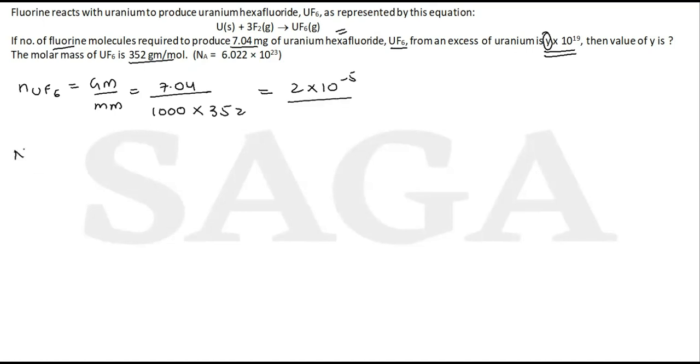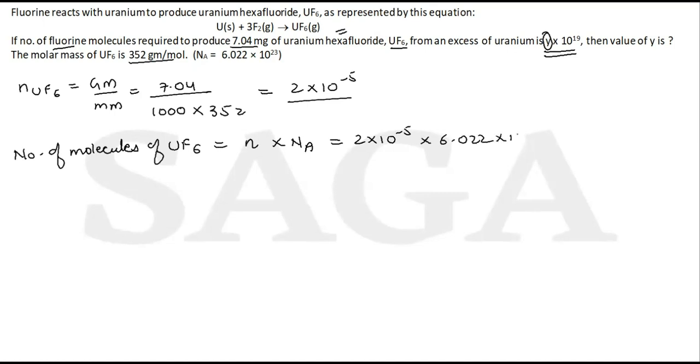Now, if we find the number of molecules of UF6, it will be equal to the number of moles of UF6 into Avogadro number. This will be equal to 2 into 10 raised to the power minus 5 into 6.022 into 10 raised to the power 23. This will be equal to 1.2 into 10 raised to the power 19 molecules. So how many molecules of UF6 are there? 1.2 into 10 raised to the power 19.